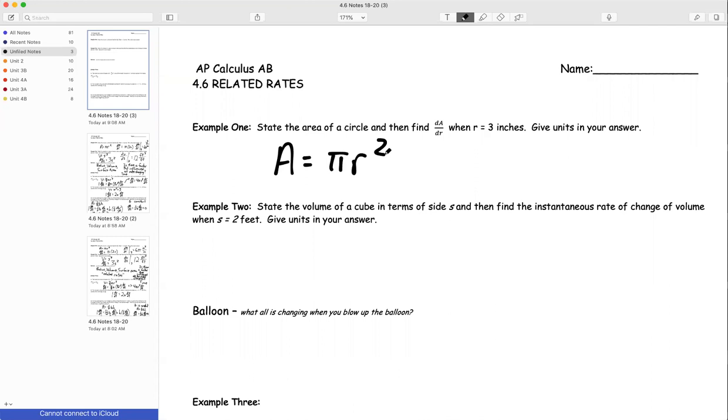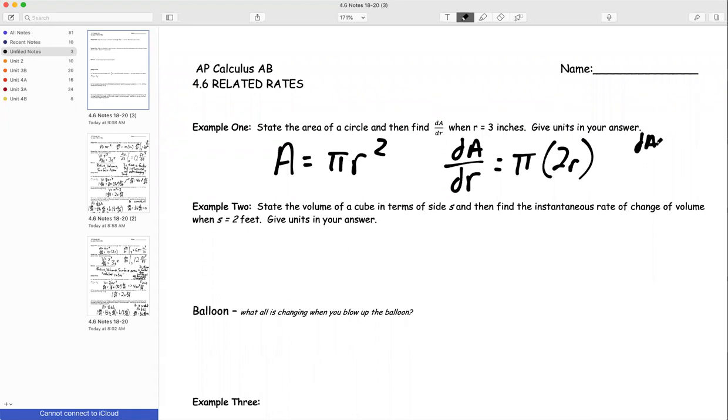And so dA/dr would be the derivative with respect to the radius. So the derivative of A with respect to the radius is going to be dA/dr. And then I need to take the derivative of pi r squared. So I'm going to do the product rule. I've got pi times the derivative of r squared. Derivative of r squared is 2r. And they want me to evaluate this when the radius is equal to 3 inches, okay?